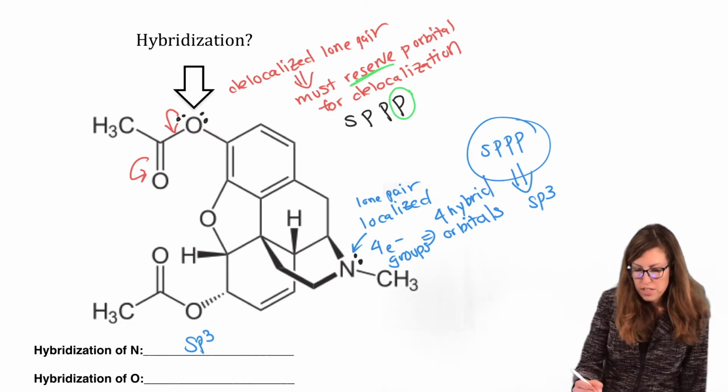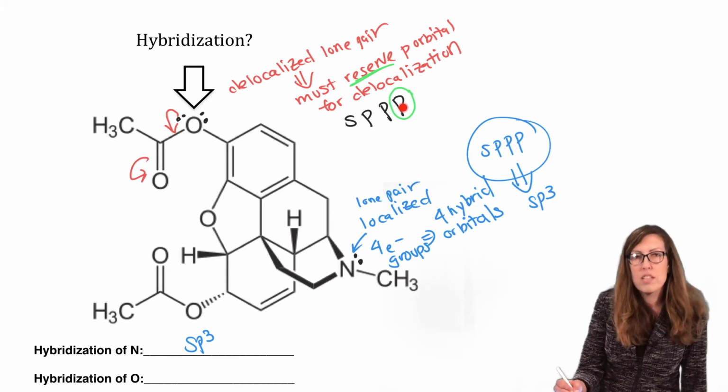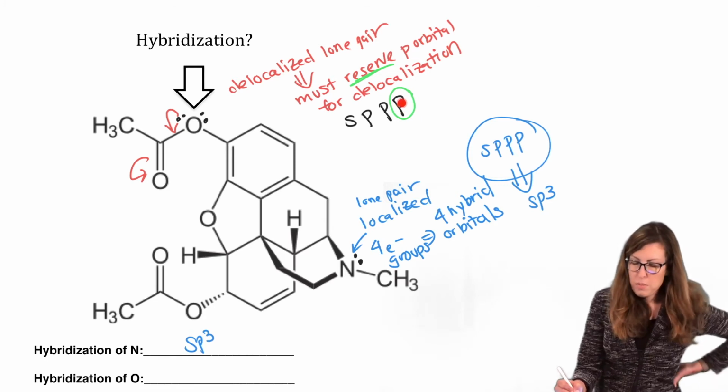Why? What are we doing with this arrow? We're making a pi bond. Pi bonds require p orbitals. P orbitals cannot be an sp3 hybrid. So this stays out of the possibilities.